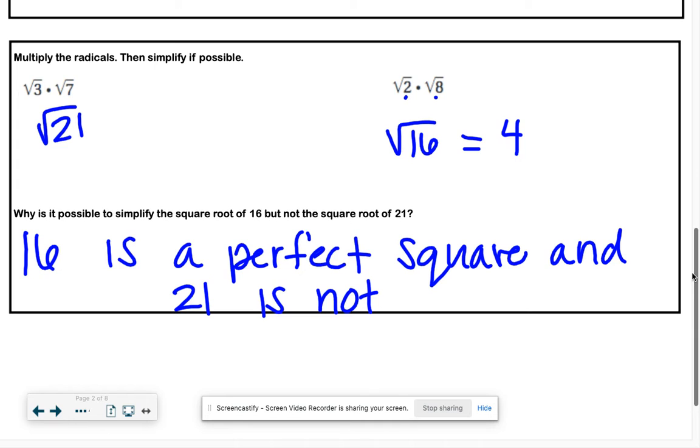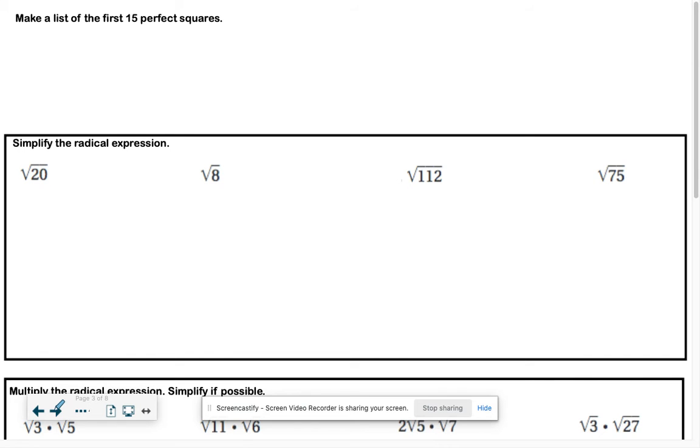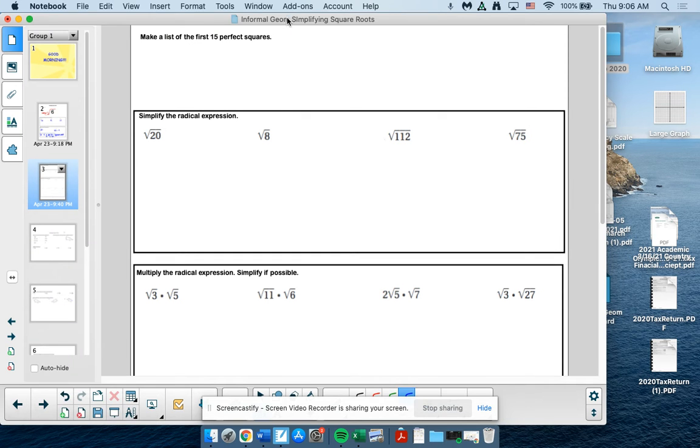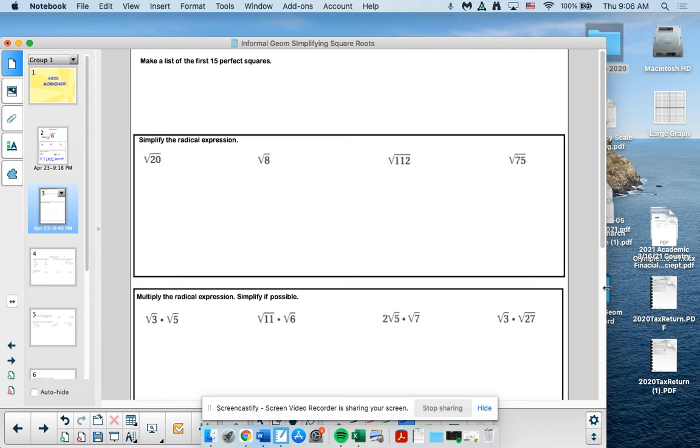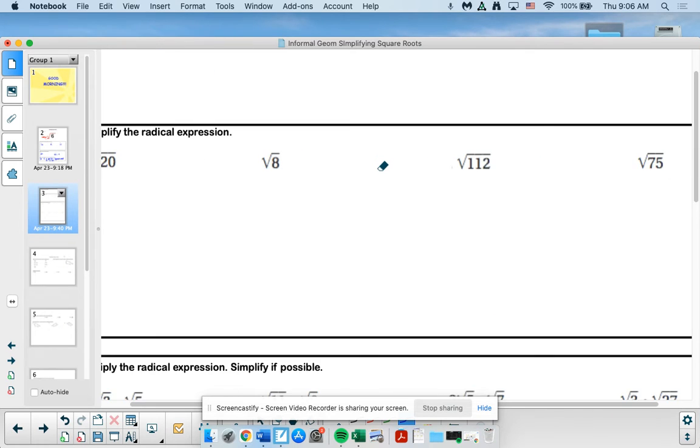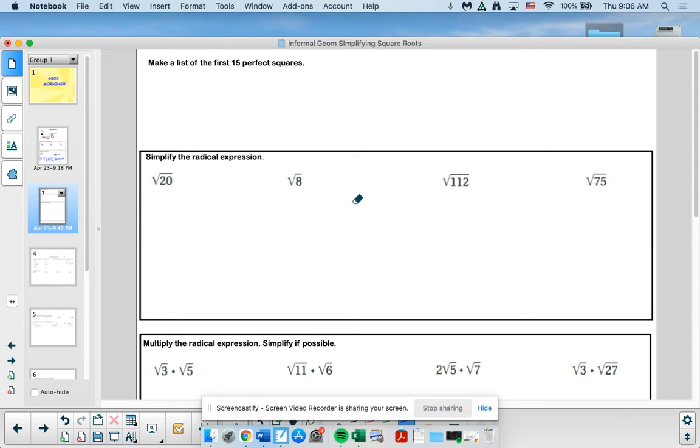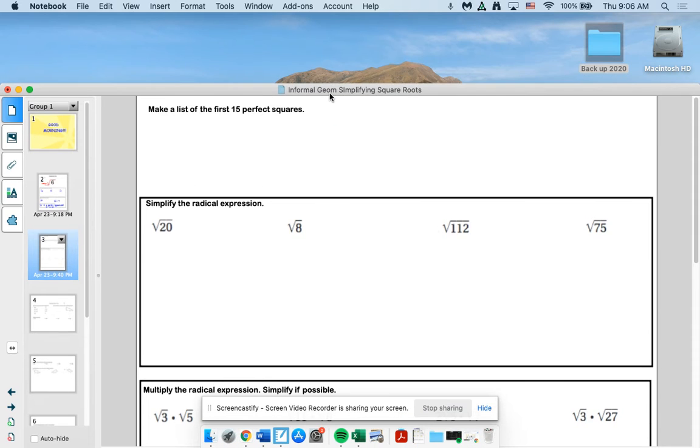Yeah, I've seen that list. 1, 4, 9, 16. Last week we were not allowed to use calculators, so our teacher gave us a chart. I think I understand. So, all right, we are making a list of our first 15 perfect squares.